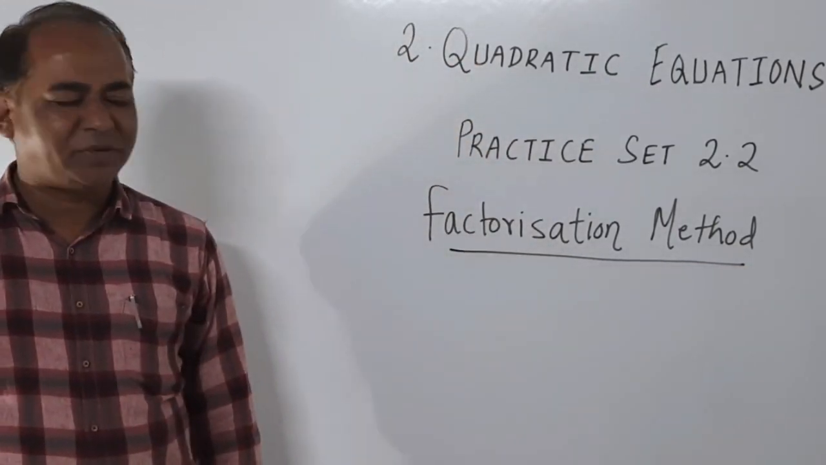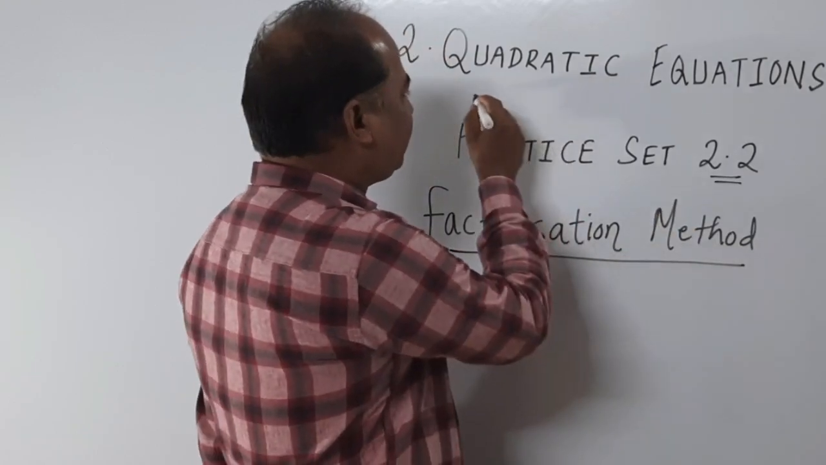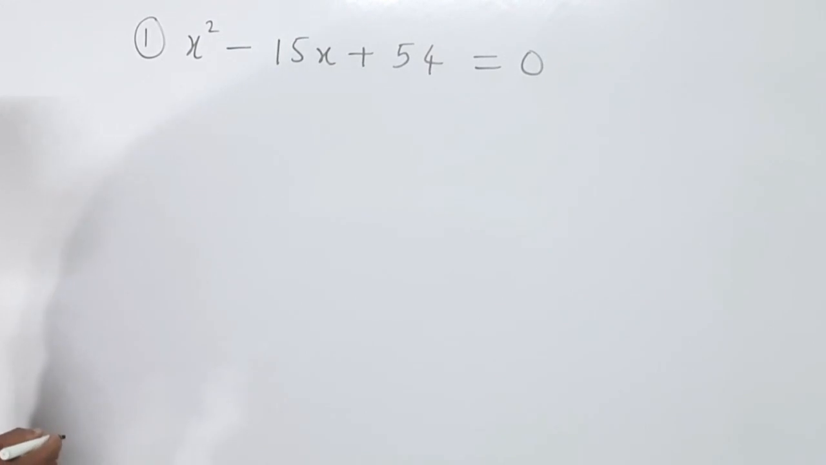We are going to solve examples of practice set 2.2 from the chapter Quadratic Equations. First example: x square minus 15x plus 54 is equal to 0.